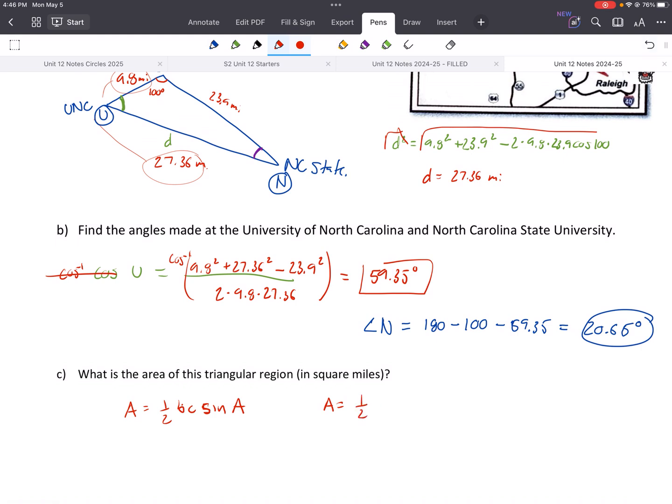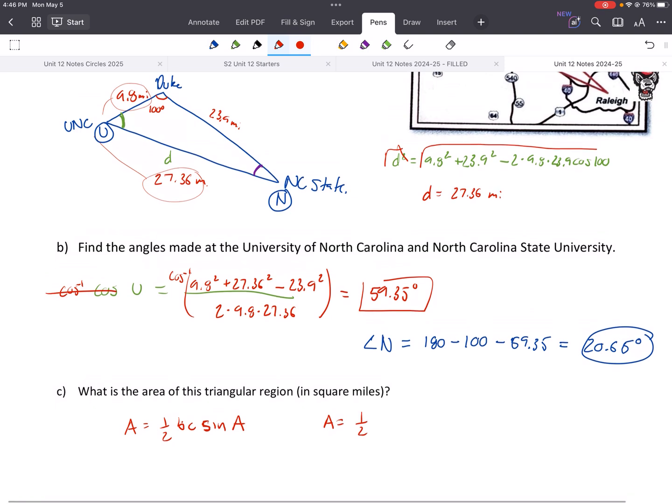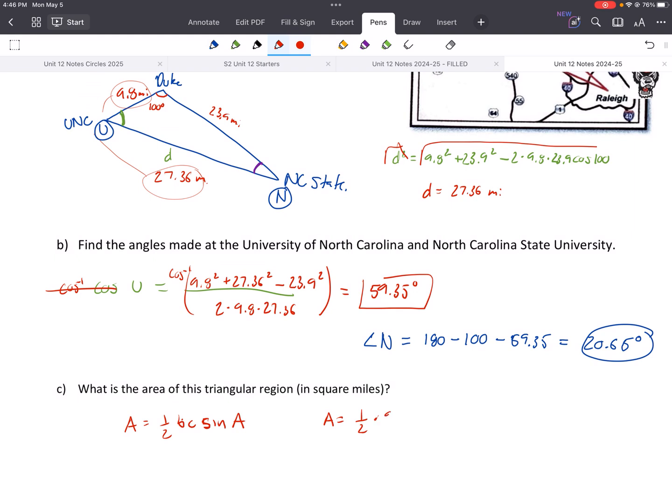Maybe use the angle that we know, just so that we don't have any rounding error. So if we do that, then we would use the two sides that they have already given us. So it would be 1/2 times 9.8 times 23.9, and then we times it by sine of angle A, which is 100. Or I guess that's our angle D for Duke. Okay, we put that all into our calculator, and we should end up getting 115.33 miles squared.